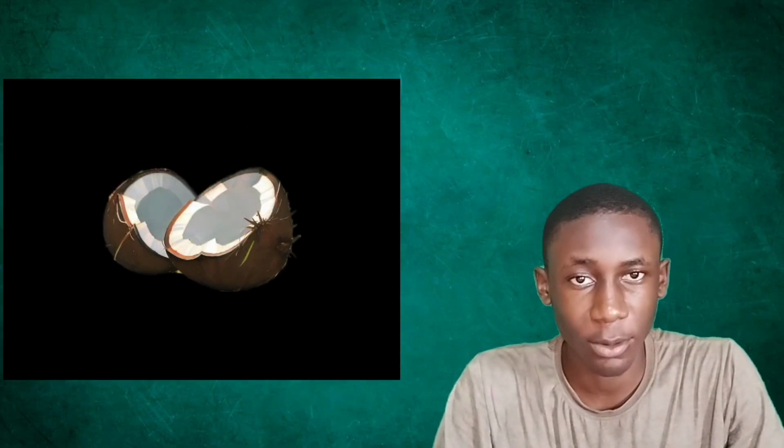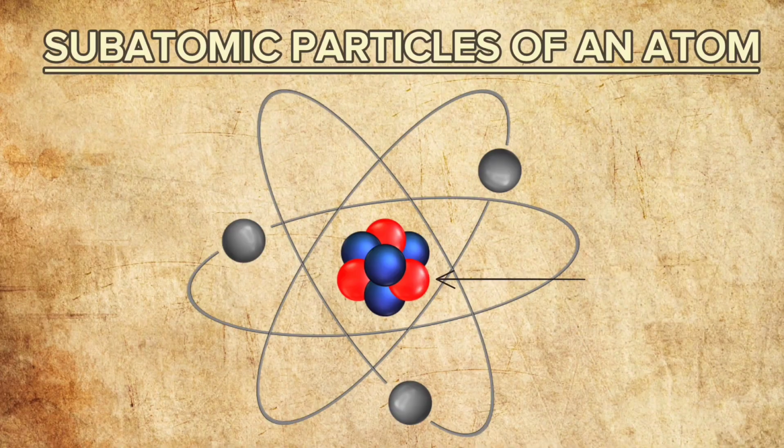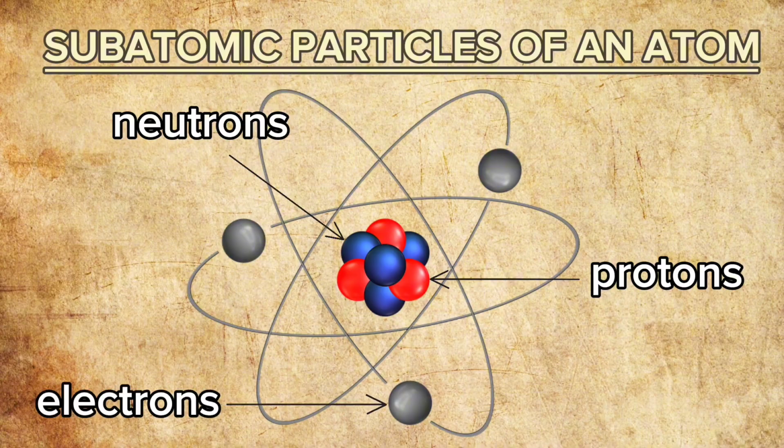Everything is made up of very tiny bits of itself, closely packed together. Scientists tell us that these tiny bits are called atoms. An atom is the lowest unit of matter, which is made up of 3 subatomic particles: protons, neutrons, and electrons. Today we'll be discussing these subatomic particles of the atom.